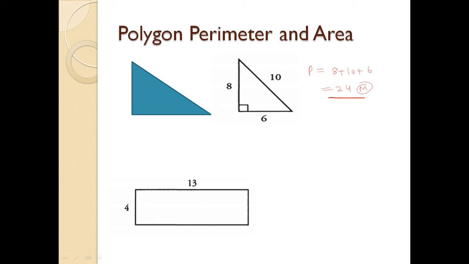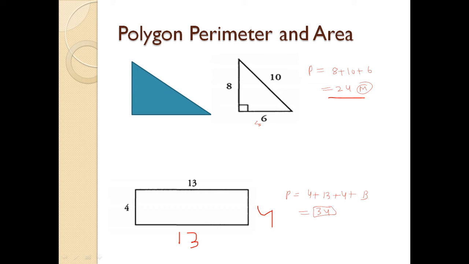Similarly, in this rectangle, what will be the perimeter? This is the rectangle, which means opposite sides are equal. So if this is 4, this is also 4 and this is also 13. So the perimeter is 4 plus 13 plus 4 plus 13. 13 plus 4 is 17, so this is 34. This is the perimeter.